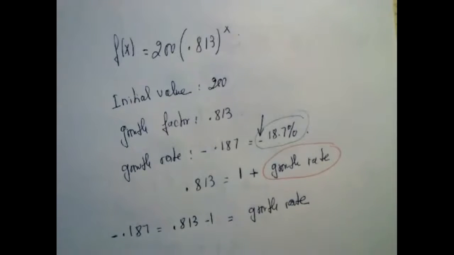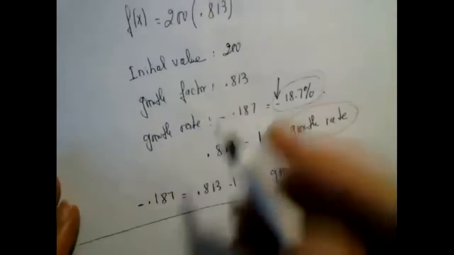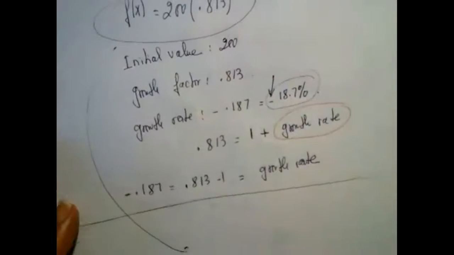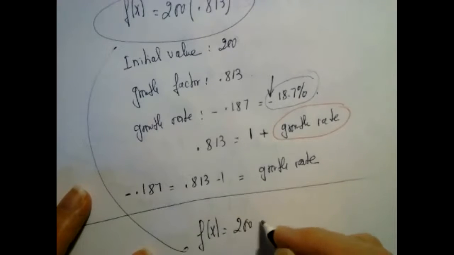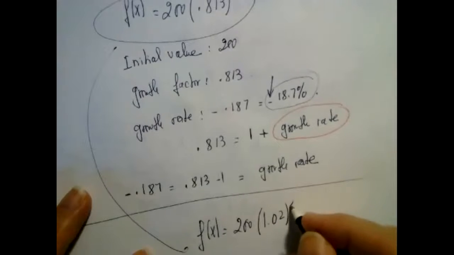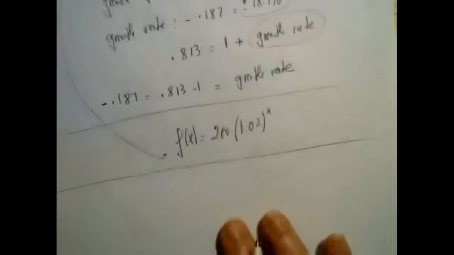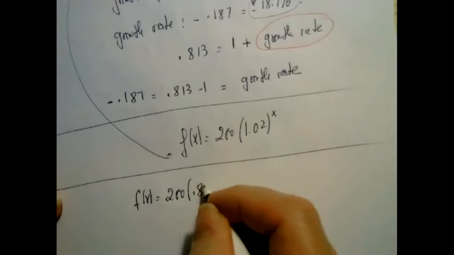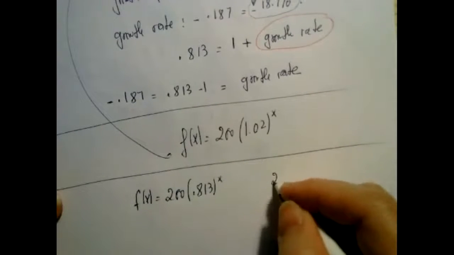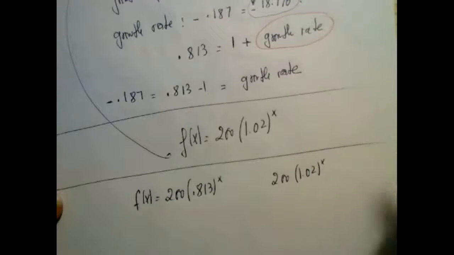Right? The last question is, if you have an exponential function, suppose I take this one, and I take, for example, f of x equals 200 times 1.02 to the power x. Suppose I take those two. I'll rewrite them to compare and contrast a little bit. Suppose this is 0.813, and this is 200 times 1.02 to the power x.